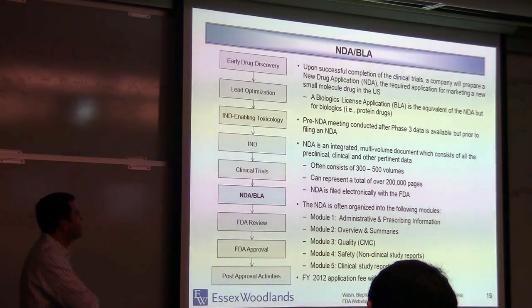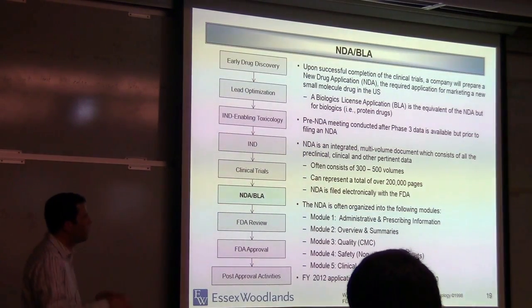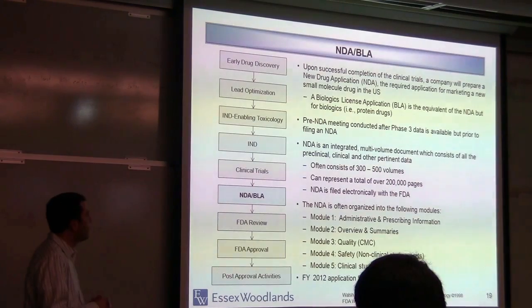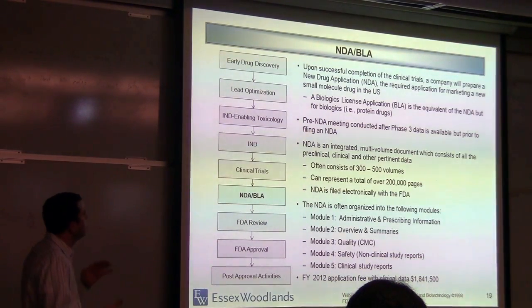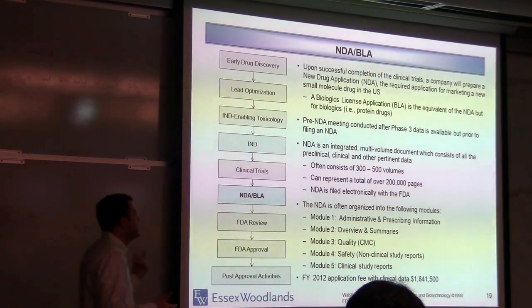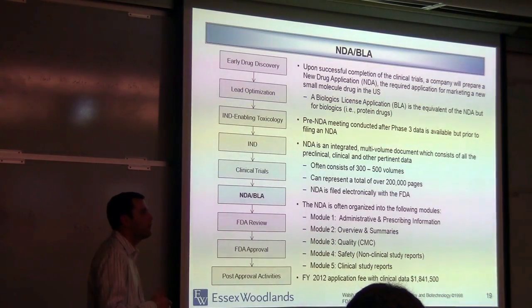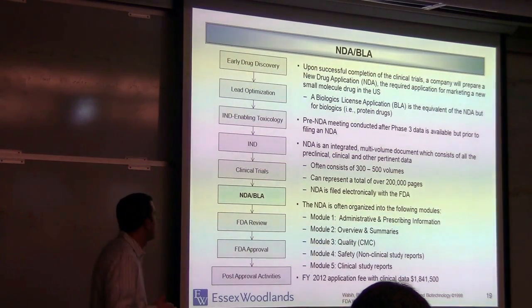This is an integrated multi-volume document. So it's got all your preclinical work, all your clinical work, all your CMC work, 300 to 500 volumes. This could be 200,000 pages of information that you file electronically with the FDA. And this could take you 6 or 9 months to put together. So once you get that positive data and it looks good and the clock is ticking, you put a big team on it, and it still takes 6 or 9 months to get it out the door.